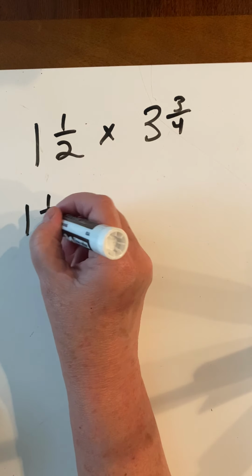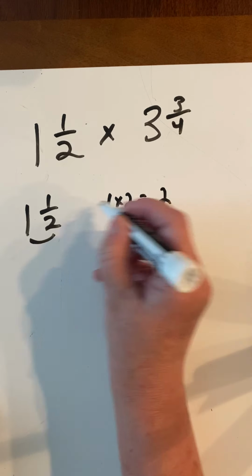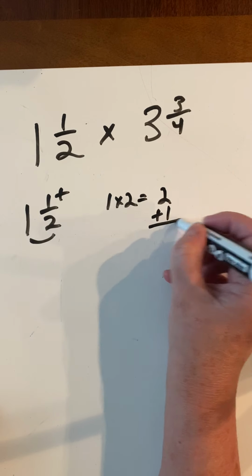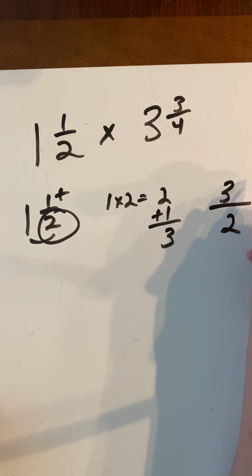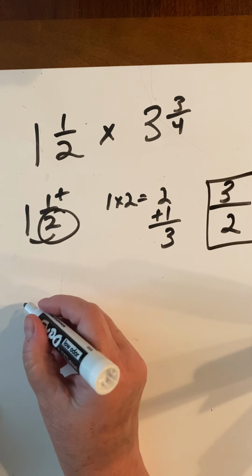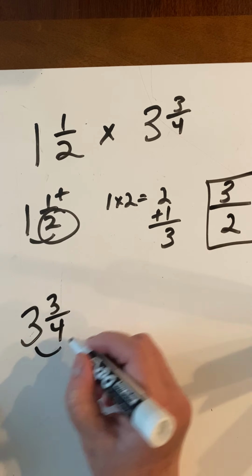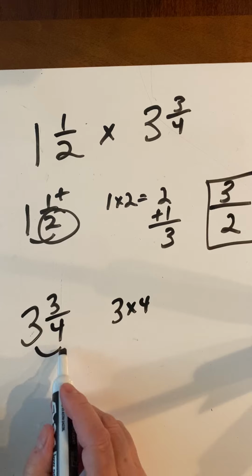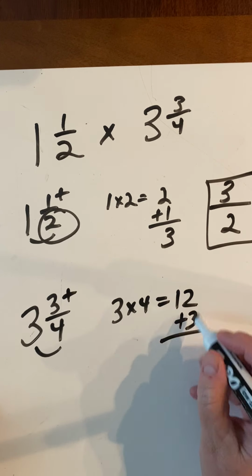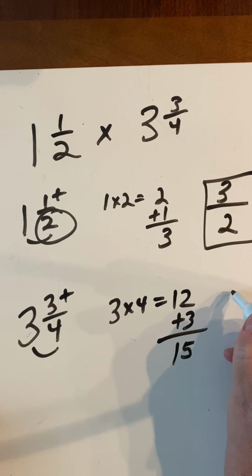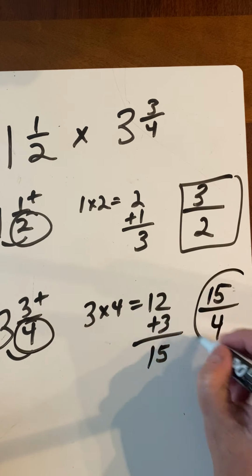So let me do 1 1/2 first. I'm going to multiply 1 times 2, which is a 2, and I'm going to add to it the numerator, which is a 1. And that's going to give me 3, I'll keep the same denominator, 3/2. So I've got 3/2 there. Let me do the next one, 3 3/4. I'm going to multiply the 3 times the 4, the whole number times the denominator, I get a 12. I'm going to add to it the numerator, and that will give me 15. I'm going to keep the same denominator, 15/4.